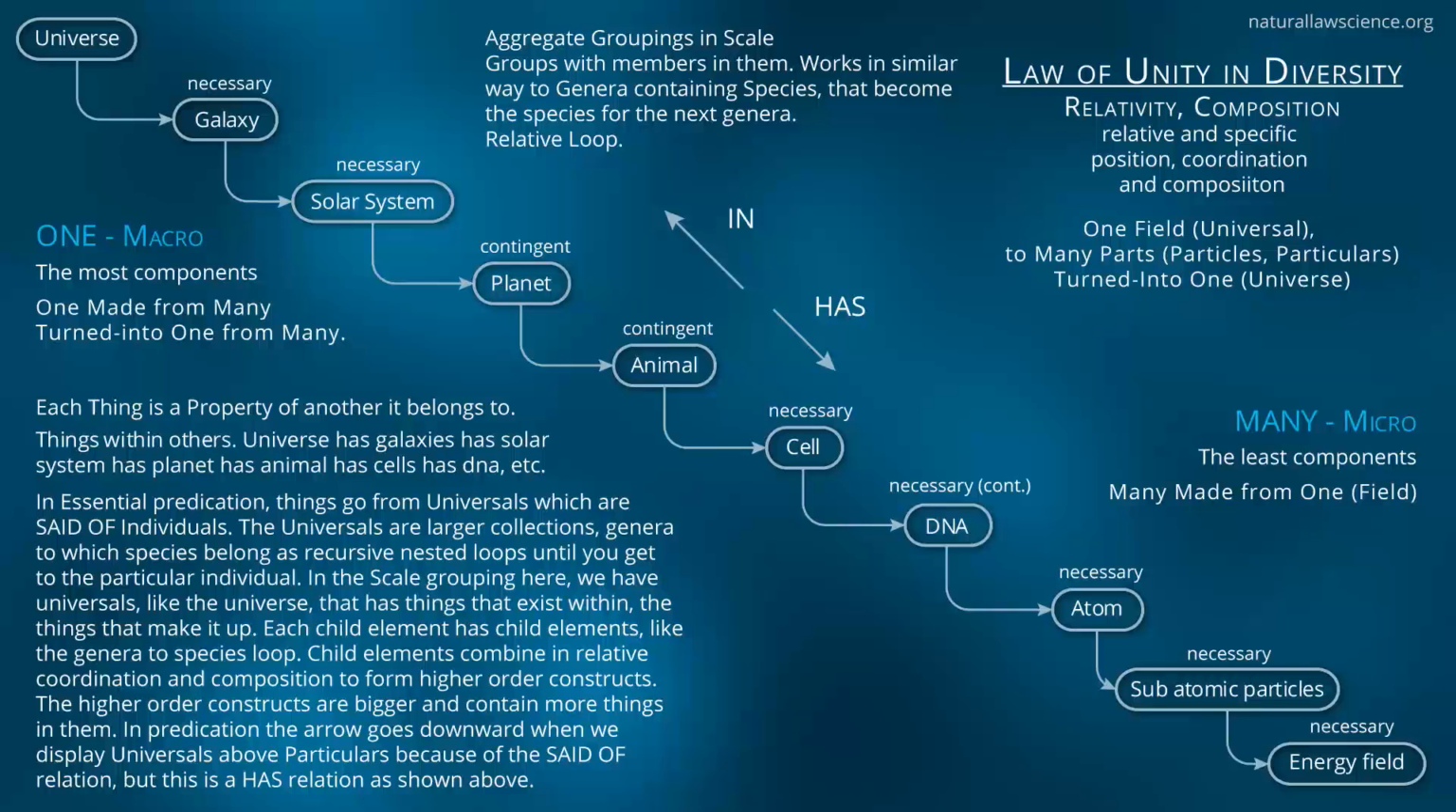In predication, the arrow goes downward when we display universals above particulars because of the said of relation. But this is a has relation as shown above. So I put in and has because the said of doesn't apply as much, and overall because we have the mixing of the necessary and contingent. So I put in and has for relationship. So that paragraph was just describing how the universals and particulars relate to the parent-child and genus-species relationship of the scale groupings that I have here.